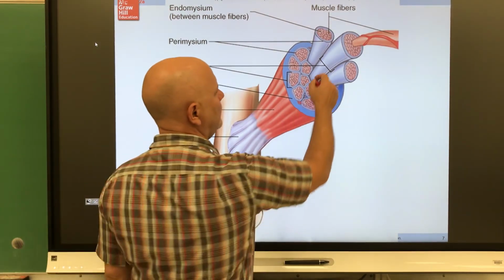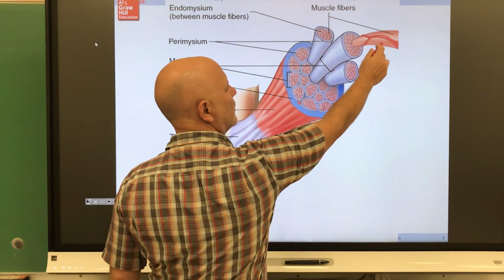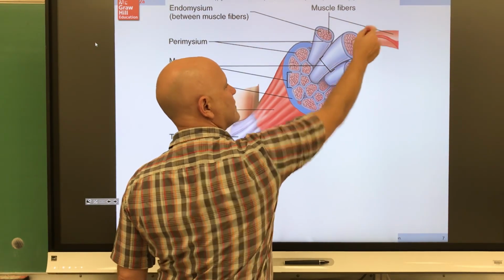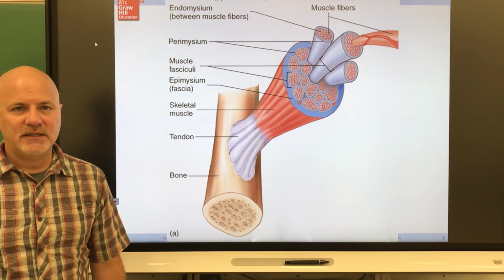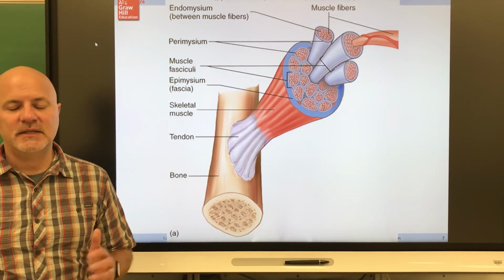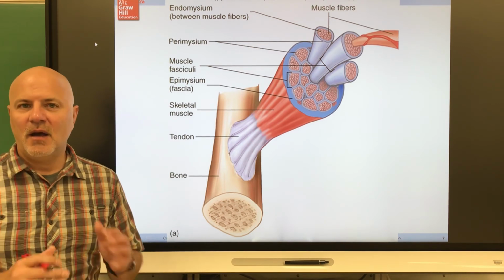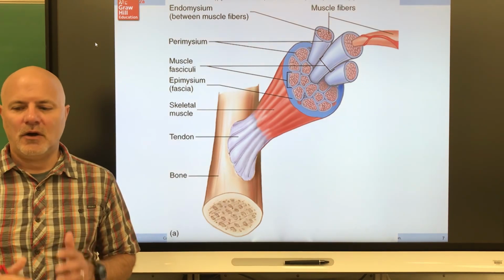Now, this is showing an individual muscle fiber out there. We also have connective tissue that surrounds that, and that is known as the endomysium. So this is connective tissue that surrounds individual muscle fibers. Now, a muscle fiber and a muscle cell are the same thing.